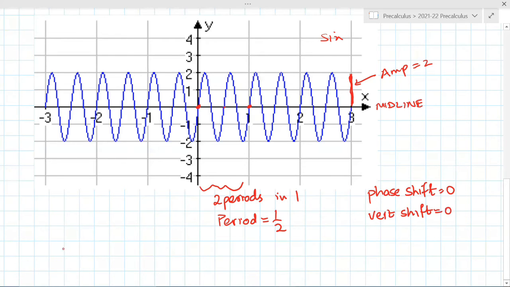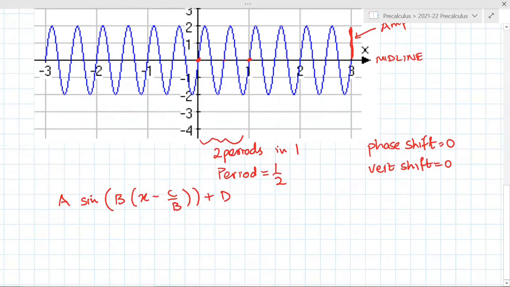So we saw in general, we can write this as A sine B theta. Well, if they've given x, then we'll use x. X minus C over B plus D. You could also call it something else. If you wanted, you can just call it E. We have to bring it in this form, right? E was just C over B.